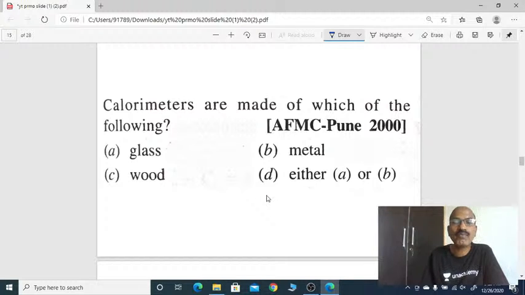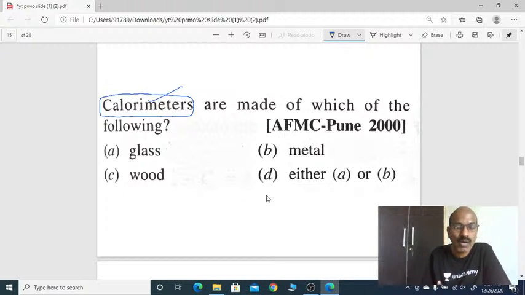Calorimeters are made up of which of the following? We all know a calorimeter is a device used to measure the quantity of heat. A calorimeter is generally made up of copper. Copper is a metal. Why?